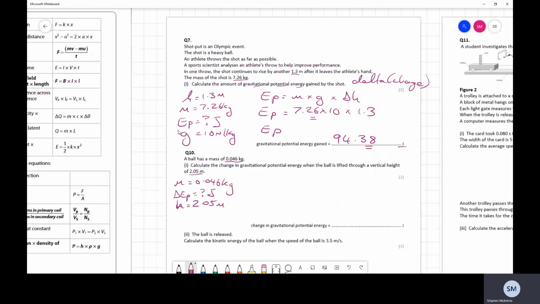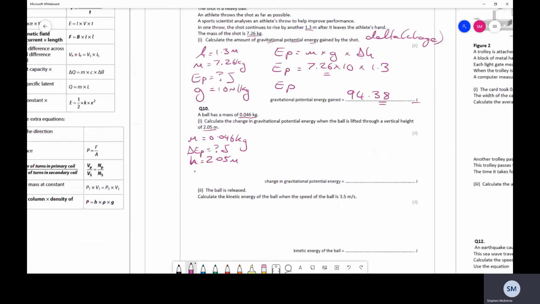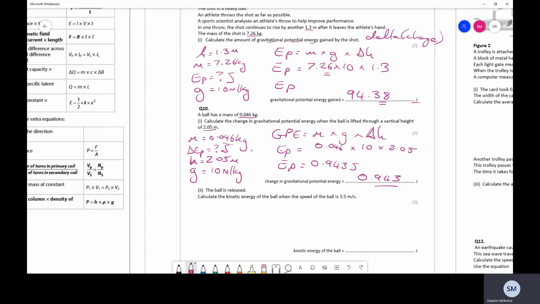So I'm going to write down that gravity is equal to 10. Sometimes they'll tell you to use 9.8, but if they don't, then you can just use 10 because it's easier. All right, my equation. EP and GPE are the same thing as far as they're concerned. I'll use both just to get you used to them. 0.046 times 10 times 2.05, and that is 0.943. And again, 3 decimal places is fine because we have 3 decimal places there.